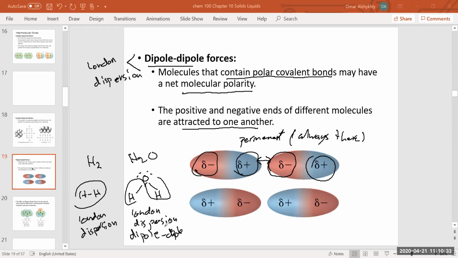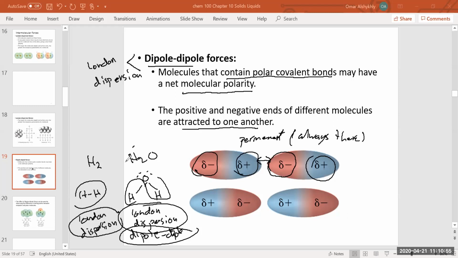Dipole. By the way, we have another type of intermolecular forces for the water. We will talk about it also later. But let's focus right now on dipole forces and compare it with the hydrogen. Here, the water will have two types of forces, London dispersion and dipole, and H2 has only London dispersion.